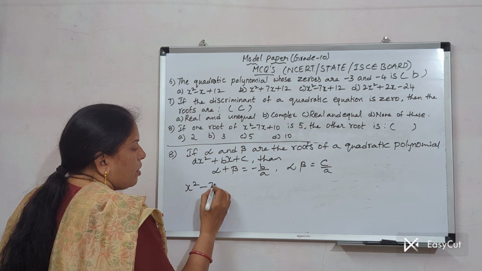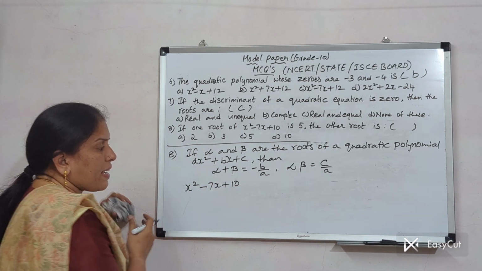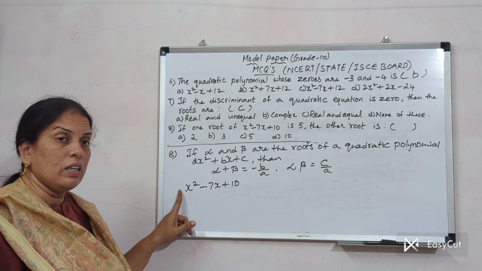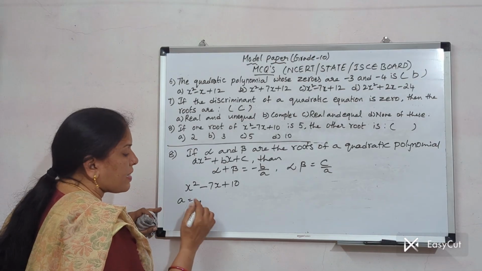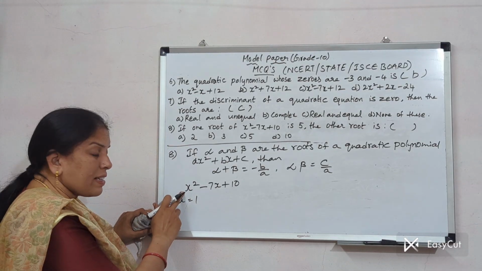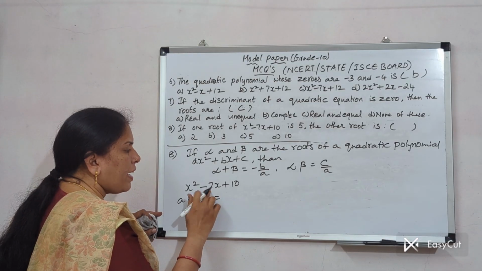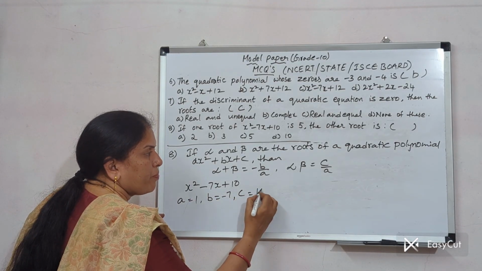x square minus 7x plus 10. What is the value of a? a is equal to the coefficient of x square, which is 1. Here, if nothing is there, you must think of it as 1. b is equal to the coefficient of x, minus 7. c is equal to 10.